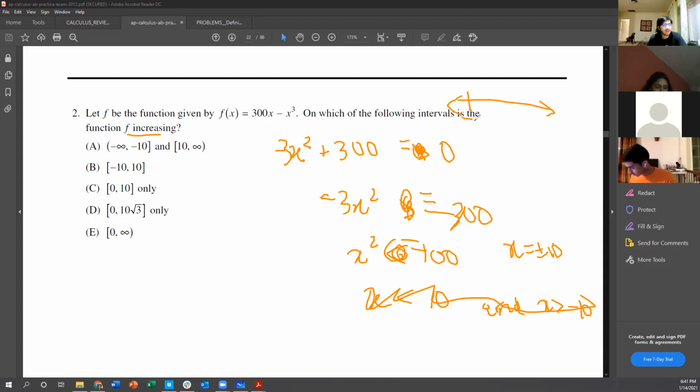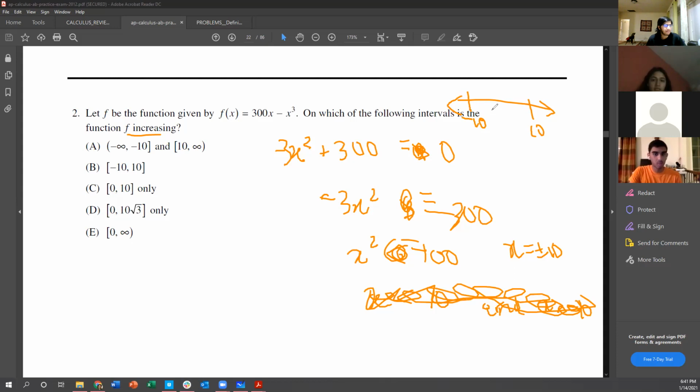I create a number line, negative 10, positive 10. We figure out, okay, if I plug in negative 20 here, that'll be positive squared. So that'll be a very, okay, hold on. Sorry. Do any of you guys have the explanation? Maybe I did this wrong initially. No, I think it's correct.